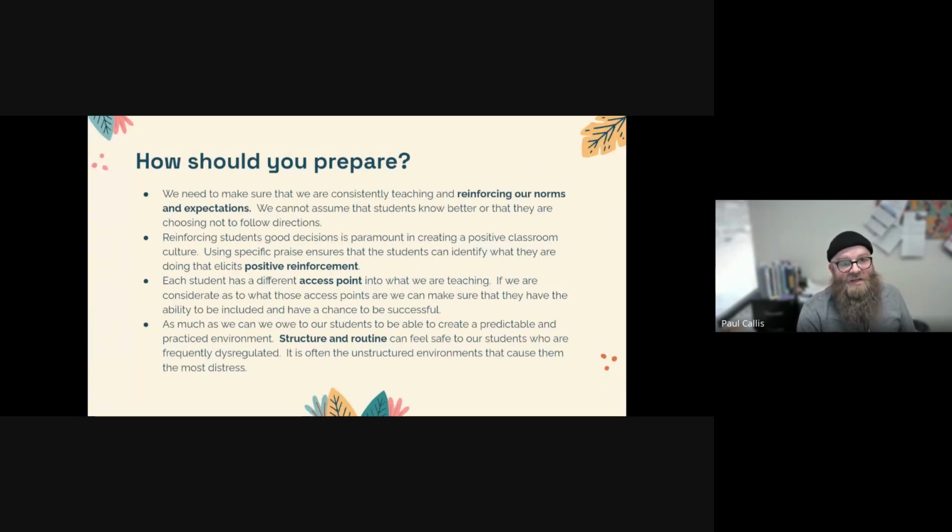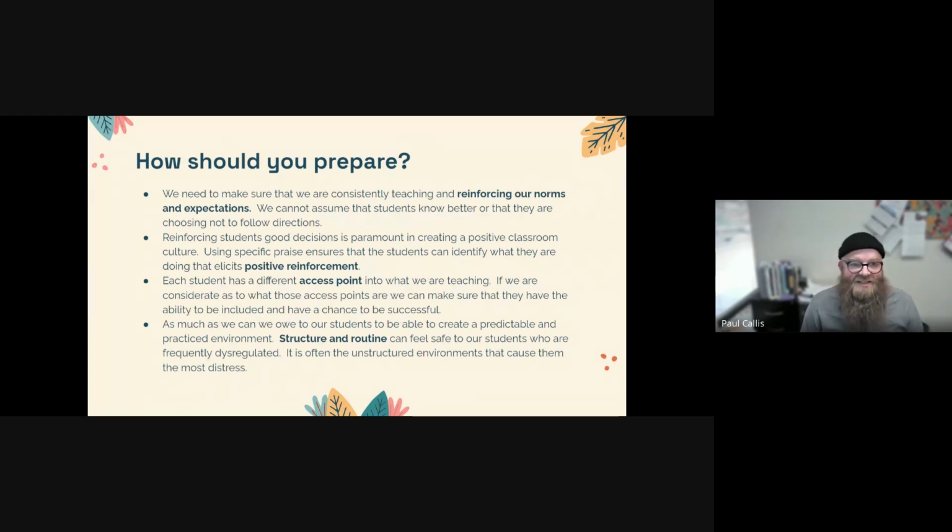Reinforcing students' good decisions is paramount in creating positive classroom culture. Using specific praise ensures the students can identify what they are doing that elicits positive reinforcement. I think "good job" is nice, but "good job for completing this and turning it in," or just being really specific with what they did, is a lot more meaningful when we're working with students.